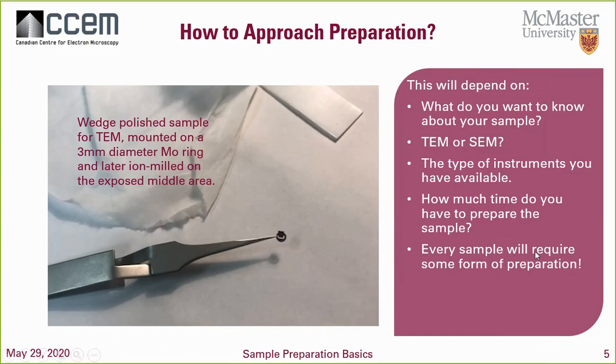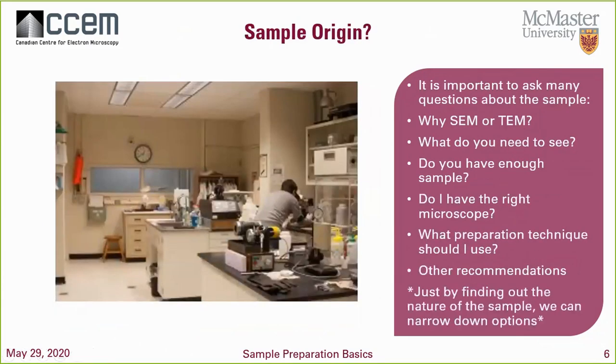Another thing that I think everyone should keep track of as they're coming in to prepare the sample is, what is the origin of the sample? Okay, well, if you know that the sample is a polymer, a metal, you know, later you'll start to narrow down your options, right? What do I need to do to the sample to make sure that it goes into the right microscope, right?